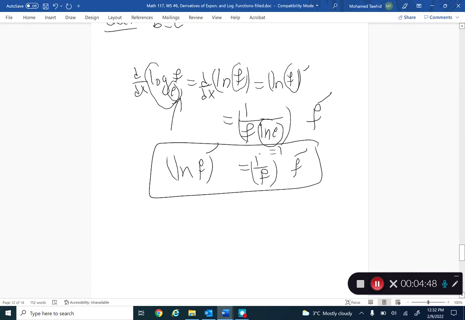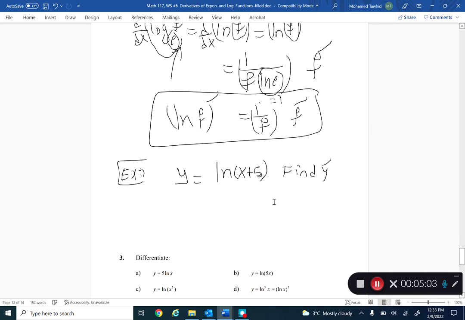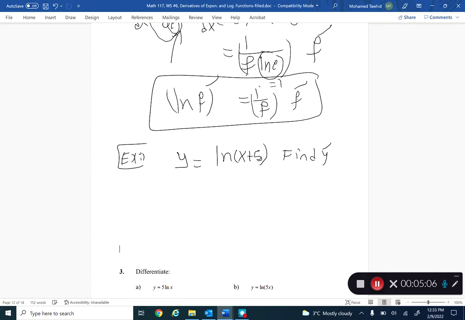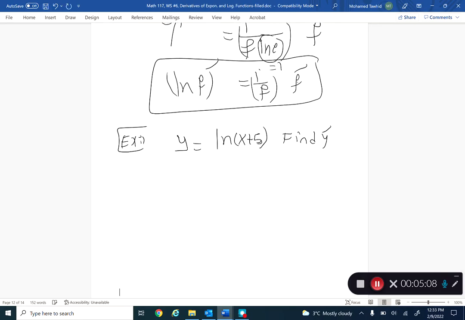So I need to solve some problems. All right, example number one. If you have y equal ln of x plus 5, I need to get y prime. What is your y prime? So what is given here? ln of x plus 5. So what is ln here? If you want, you can write it as log base e of x plus 5. ln is nothing but log base e of x plus 5.